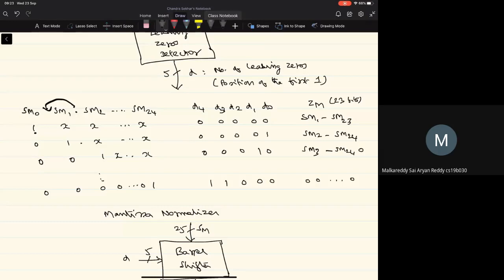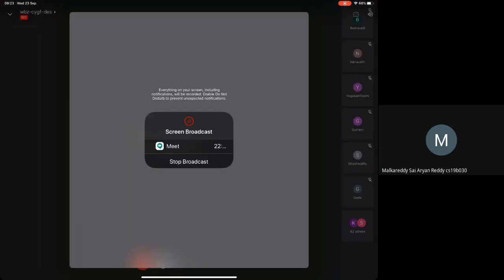Then we don't have to shift, right? And what will be the matrix of bits? It's SM2, SM3, and so on, 23 bits. So it will be from SM2 to SM24.